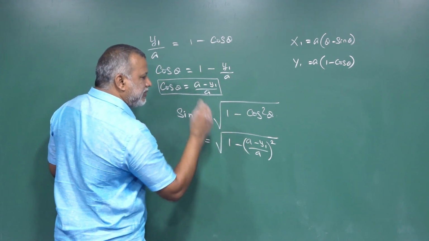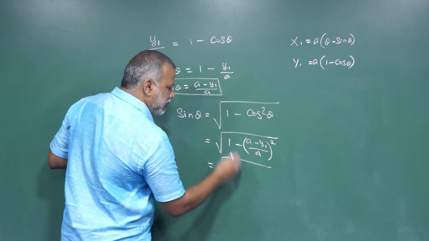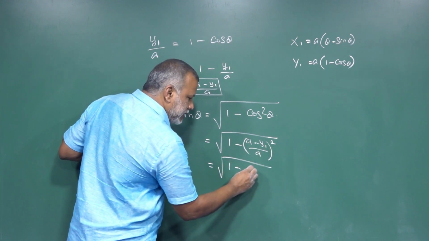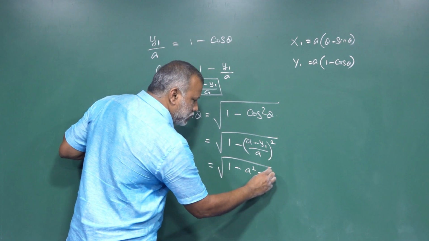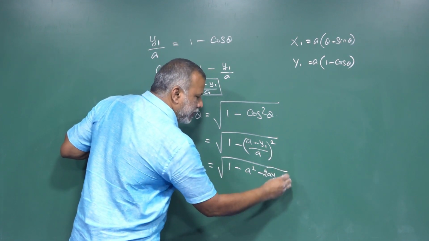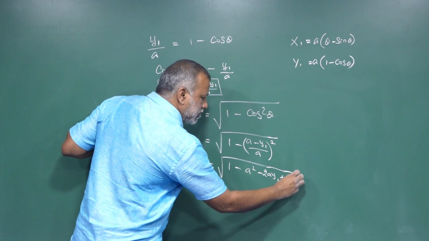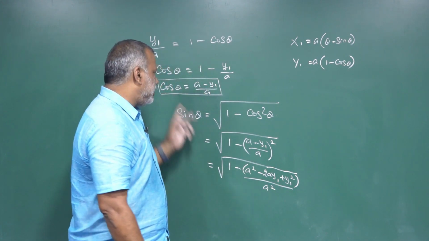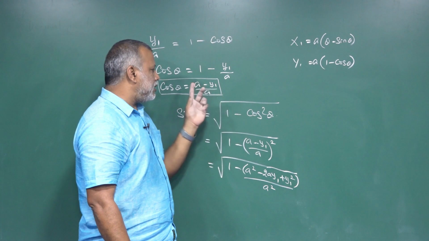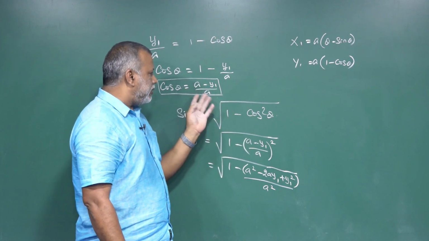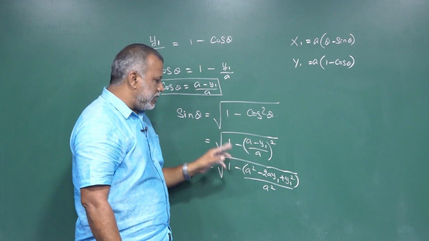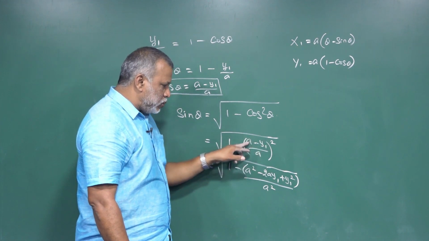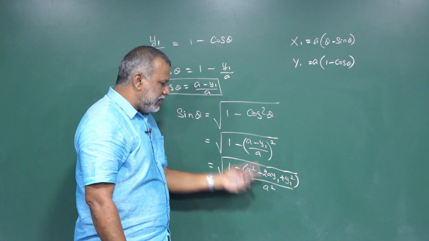To simplify this, the numerator is in the form of a minus b the whole square, so a squared minus 2a y1 plus y1 squared, divided by a squared. Dear students, listen carefully here. Sin theta equals square root of 1 minus cos square theta, where cos theta is a minus y1 divided by a, the whole squared. So 1 minus a squared minus 2a y1 plus y1 squared divided by a squared.